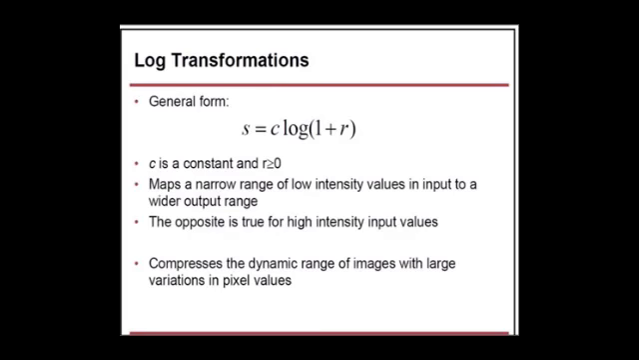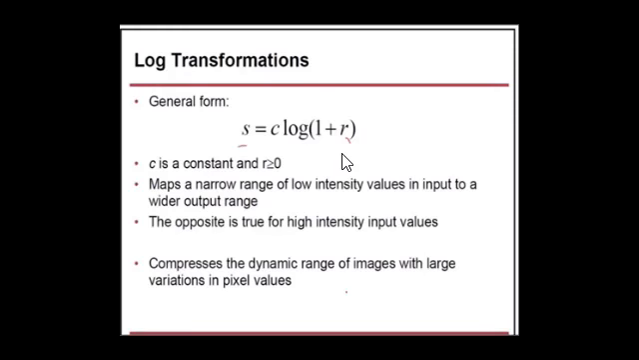Second is log transformation. Here the changes occur with respect to a logarithmic function. s = c log(1 + r), where c is a constant and the value of r is greater than or equal to 0. Here a narrow range of low input intensity values is mapped to a wider range of output values.